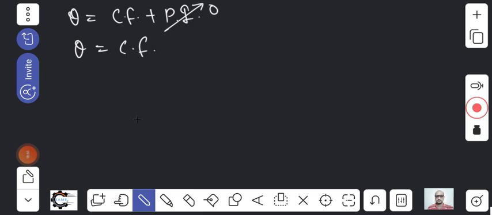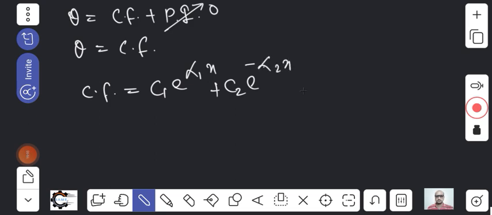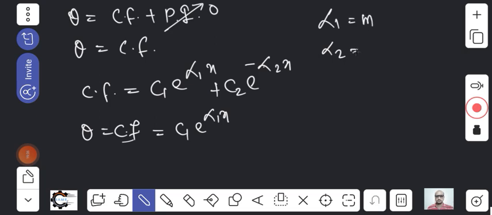Okay, and it has two roots. The roots may be real or complex. So that CF, the complementary function, I can write with the general solution: c1 e raised to alpha 1 x plus c2 e raised to minus alpha 2 x. In the vibration equation also you have done like this, you might have known that. So here this is my theta, which is the complementary function, that is c1 e raised to alpha 1 x, and these are my roots, alpha 1 and alpha 2. How I can find out for this, that is m, and it is a minus m here.